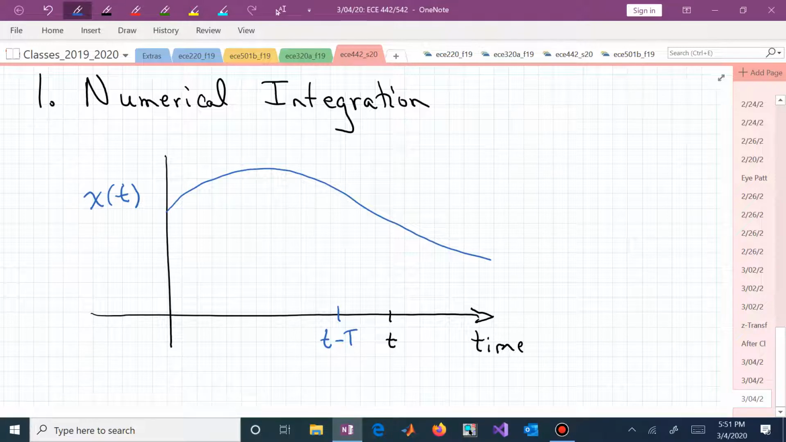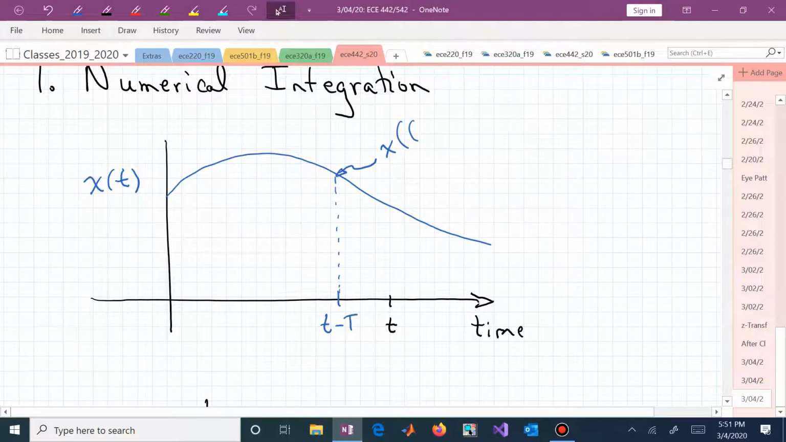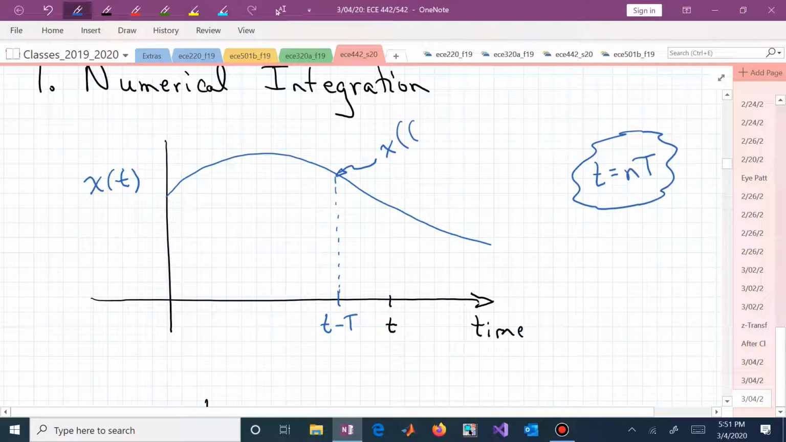Which, if I now say, what's the area underneath x of t up to time t minus capital T, this point right there is x at time, well, let me say that we're now discretizing time, so we're really setting t equal to nT. We're chopping up our time axis. We're trying to do this integration numerically.